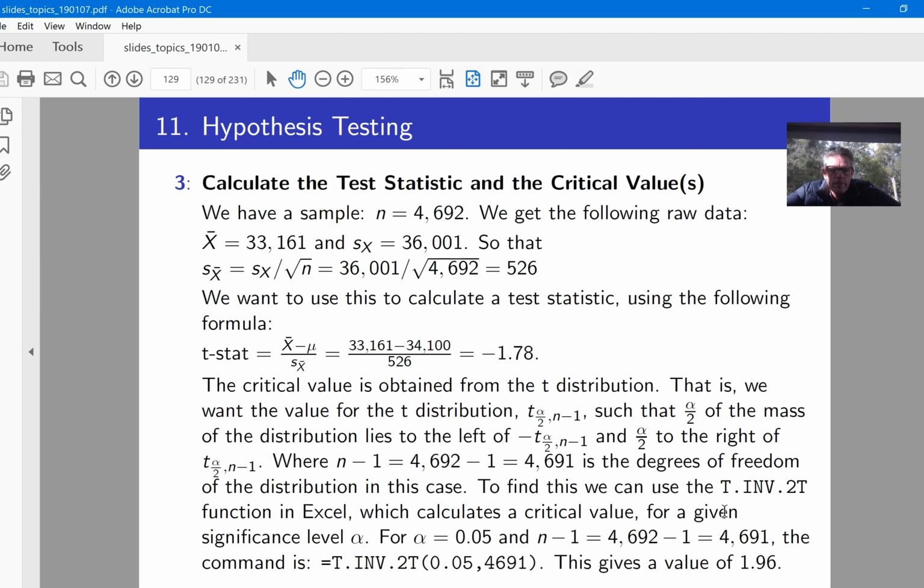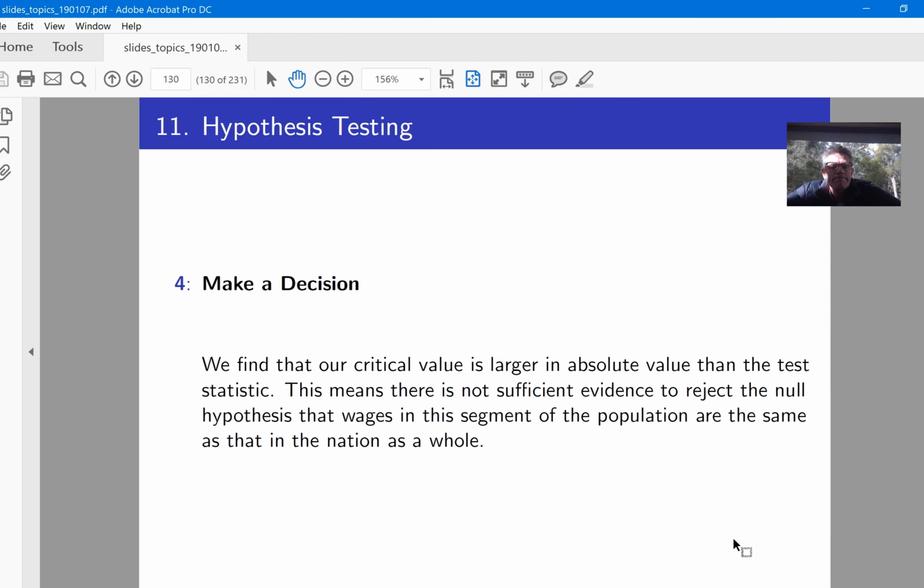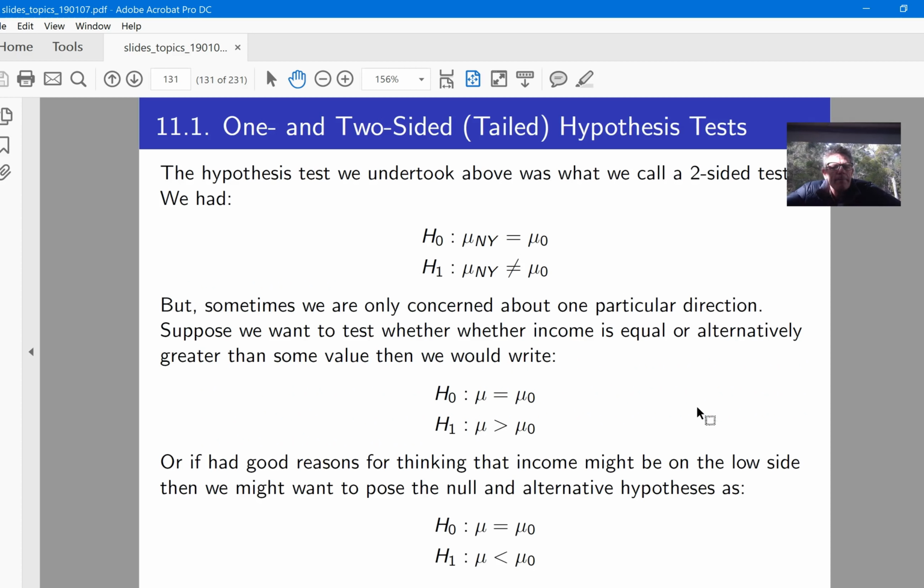If my value of t is closer to 0 than this, then I don't reject the null. There's not enough evidence. Okay, sure, this is not 34,100, but it's fairly close, so you'd say there's not really any evidence against the null. If it was bigger than 1.96 in the positive or negative direction, I would say there is evidence against the null. And that's basically what I'm doing here. So in this case, I conclude that there's not sufficient evidence to reject the null because that t-statistic of minus 1.78 wasn't far enough away from 0.